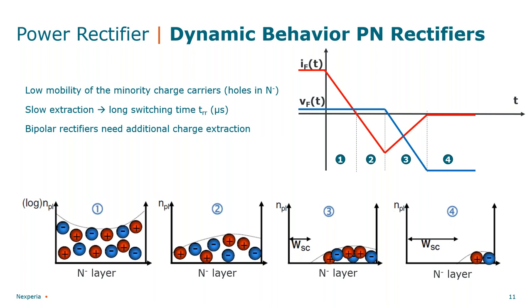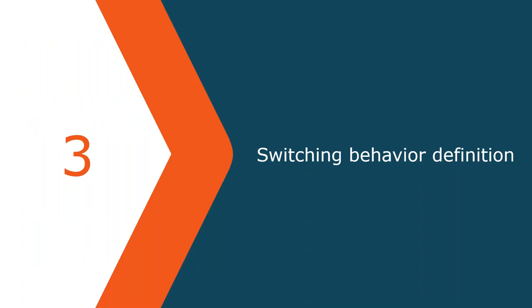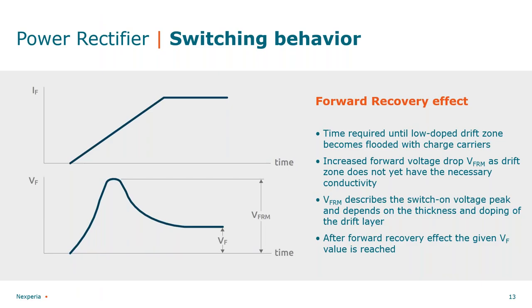With this said, I would hand back over to Ole, who is explaining a little bit the switching behavior definition. Right, so basically there are two switching events in a rectifier. The first one is the turn-on event. This is the event when the diode becomes conductive, and this is called the forward recovery effect. And in the end, this is the time required until the drift zone becomes flooded with charge carriers.